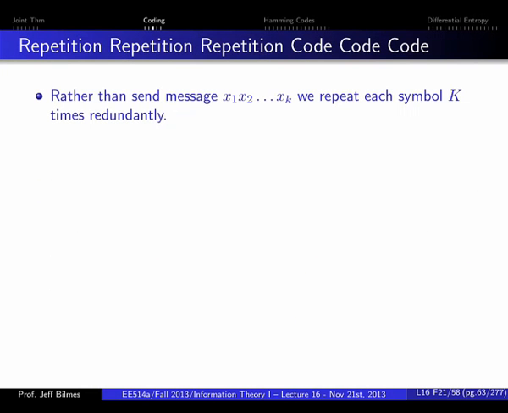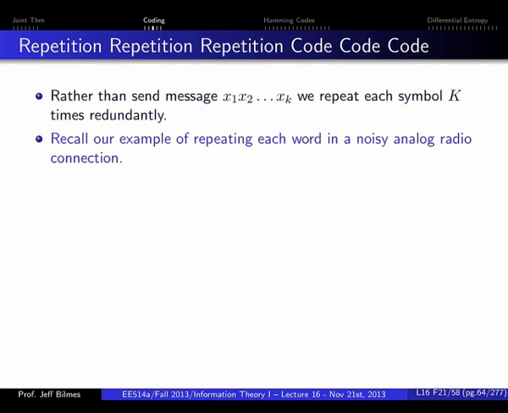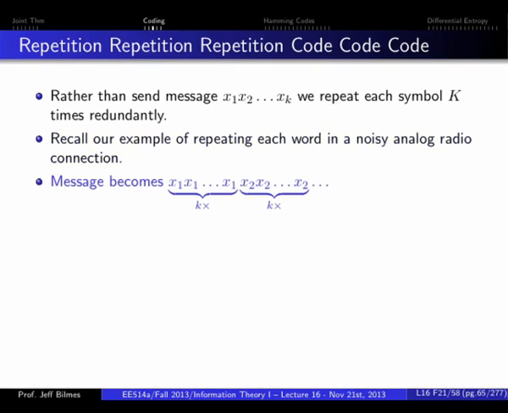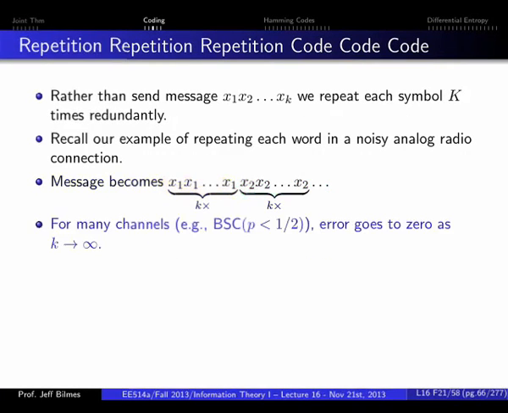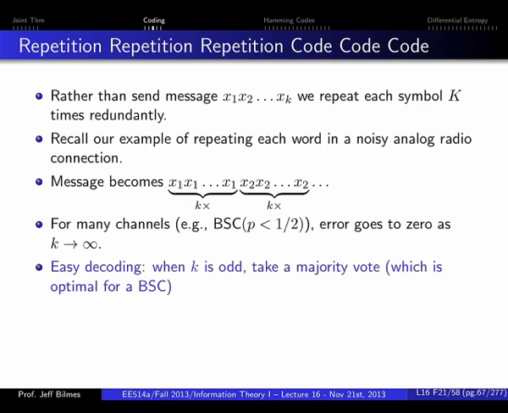And so we saw repetition codes as an example. The idea is that when we want to send a string, x1 through xk, we repeat each symbol redundantly. Do you remember that example when we talked about speaking over a noisy AM radio, and if we repeat each word multiple times, we're guaranteed that the probability of error is going to decrease. The message becomes the following, where we repeat x1 k times, and then we repeat x2 k times, and so on and so forth. The error goes to zero, as we said.